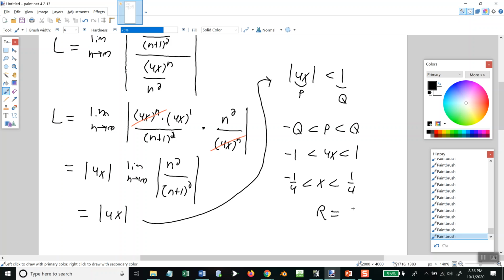So what would my radius be? 1/4, exactly, because the zero's in the middle. So the difference between the middle and one of those edges is 1/4.